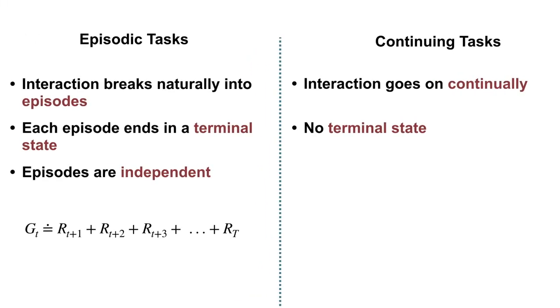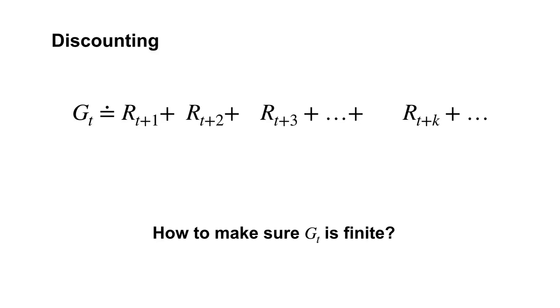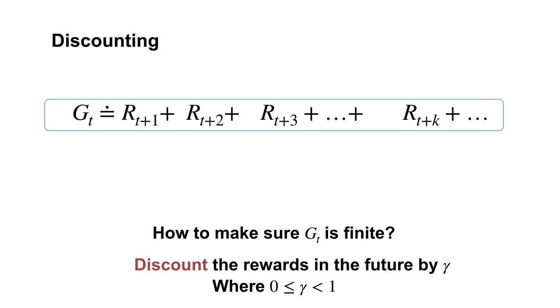So how can we formulate the return for continuing tasks? We can try to sum up all the future rewards as we did for episodic tasks. But now we're summing over an infinite sequence. This return might not be finite. So how can we modify this sum so that it's always finite? One solution is to discount future rewards by a factor gamma called the discount rate. Gamma is at least 0 but less than 1.